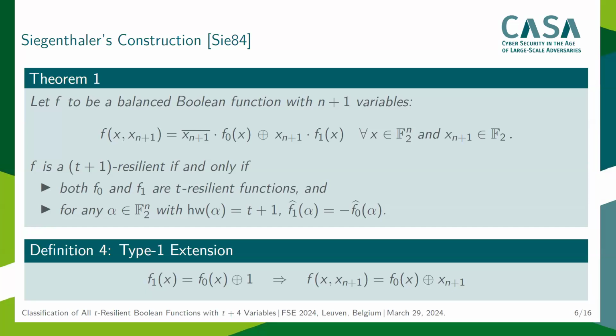One trivial solution for this is to consider that we have F0, which is a T-resilient function. By putting F1 to be the complement function of F0 in the output, F1 also will be a T-resilient function, and then by this composition of Siegenthaler's construction, F will be T+1 resilient, and its representation will be just an extension of F0 by adding one extra variable at the output.